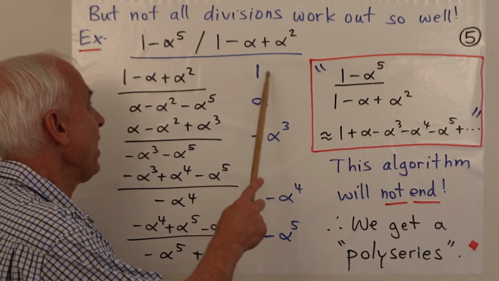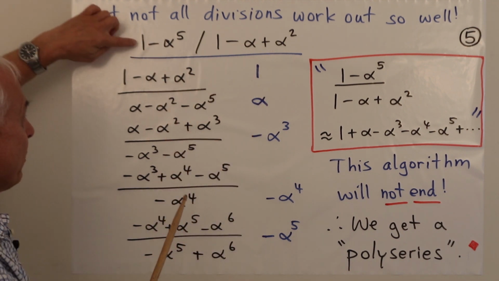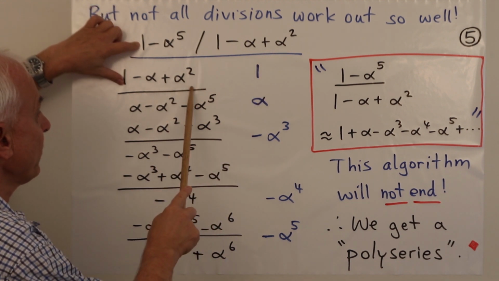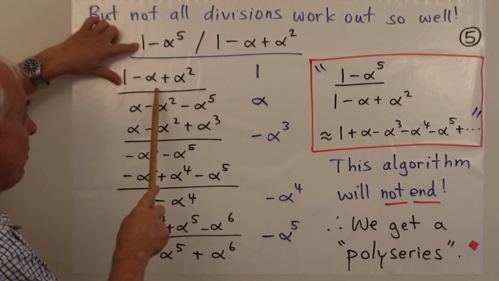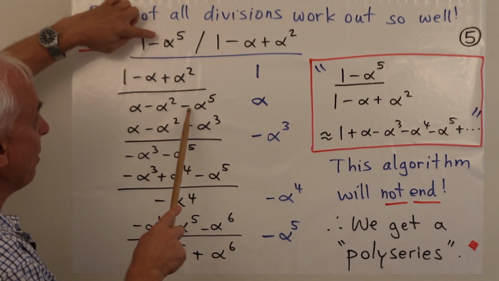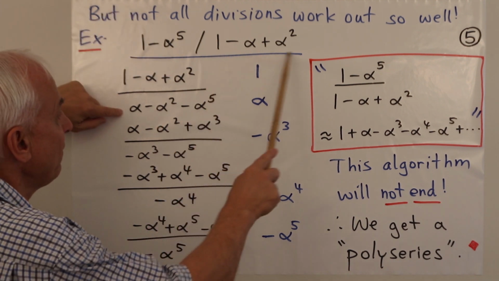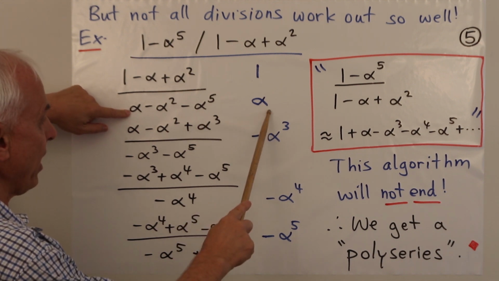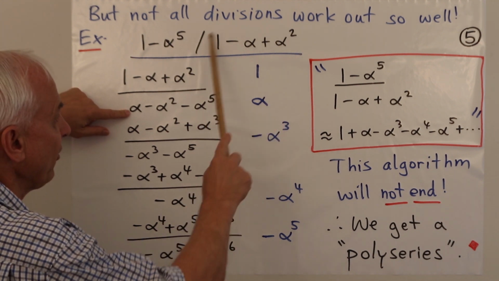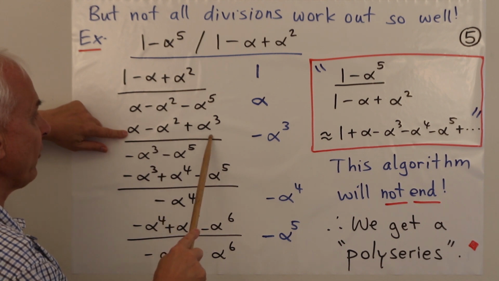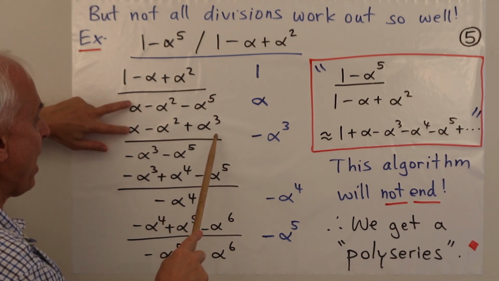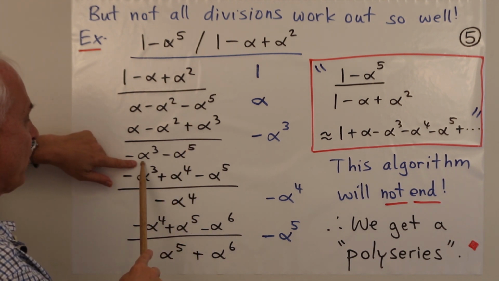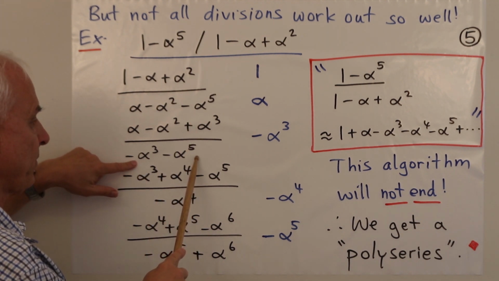So let's start. How many of these fit into here? Well, again, we just look at the leftmost terms here and here. One of them. So here's one of them. Now we subtract this minus this. We get alpha minus alpha squared minus alpha to the 5th. How many of these fit into here? Alpha of them. So I'll put the alpha on the same line. So alpha times this is alpha minus alpha squared plus alpha cubed. This minus this, those things cancel. We still get minus alpha cubed minus alpha to the 5th.